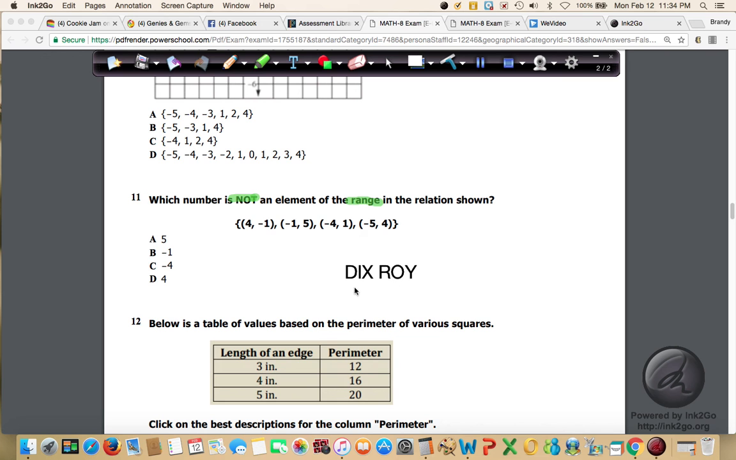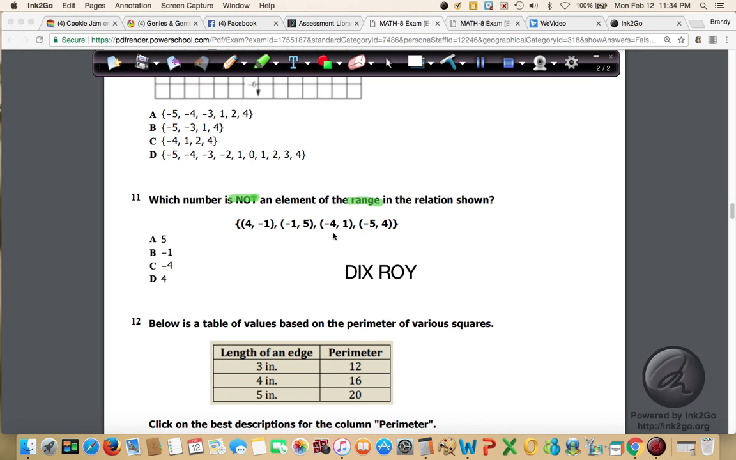You gotta know Dix-Roy. I know it's funny, everybody wants to laugh, but if you know what these letters stand for, you're gonna pass this. So, we have range, but we want not. So if I were you, I'd go through and circle, and I'm not gonna do it because it'll give it away, but I want you to go through and circle all the numbers that are in the range.